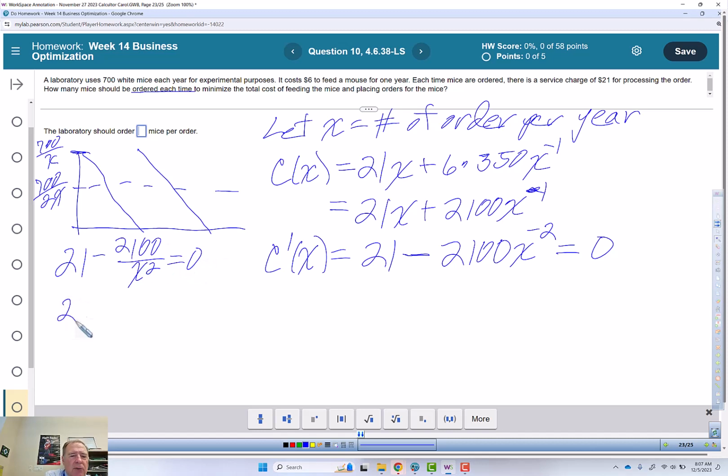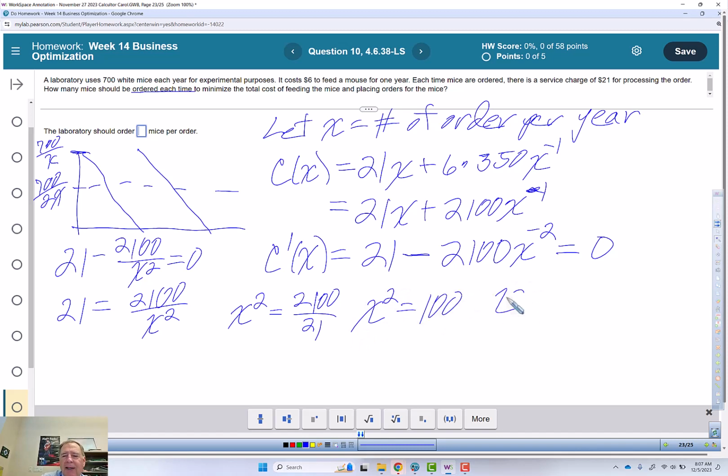Add that to both sides. 21 equals 2100 over x squared. And then I'm going to multiply both sides by x squared, divide both sides by 21. So x squared equals 100. And then x equals plus or minus 10, because I take the square root of both sides, and I technically need to say plus or minus, so I get both square roots.